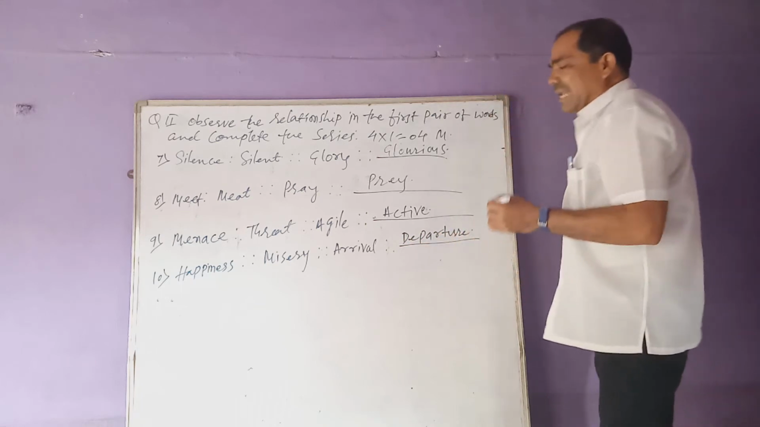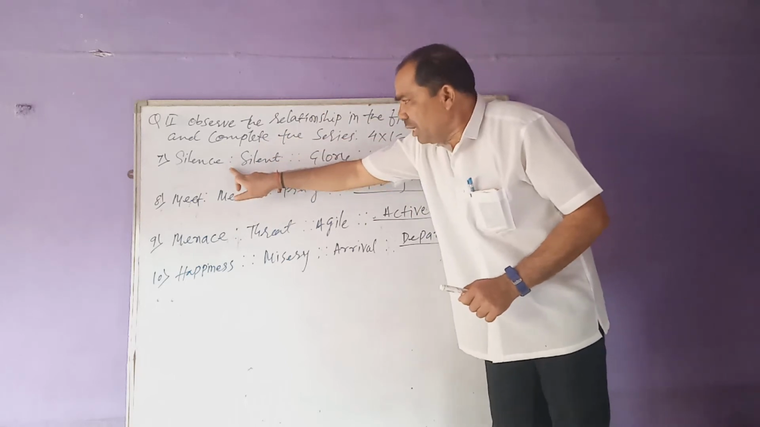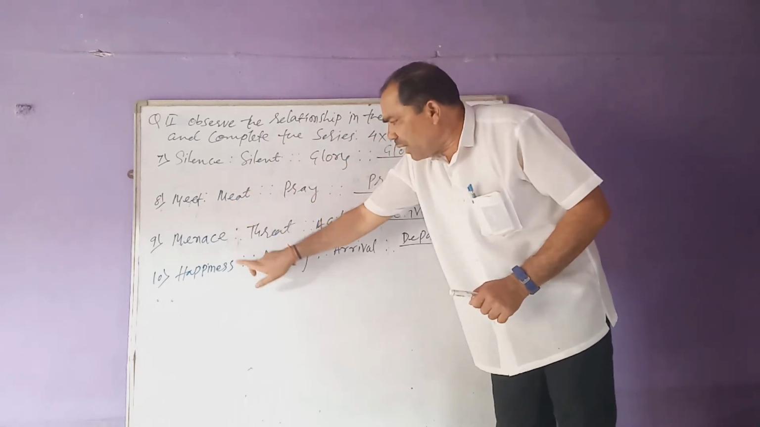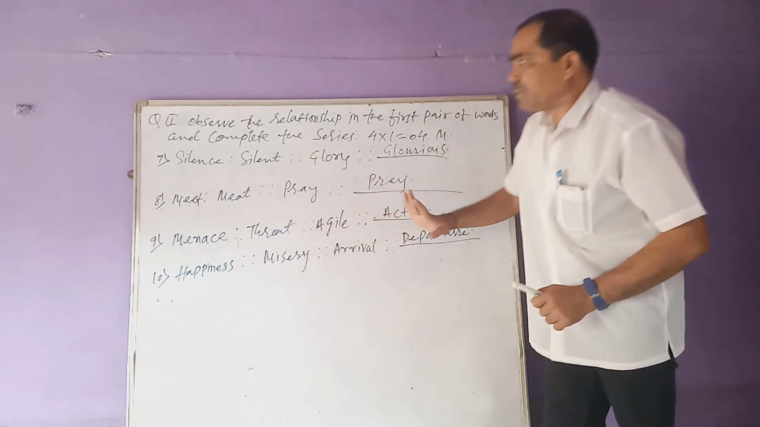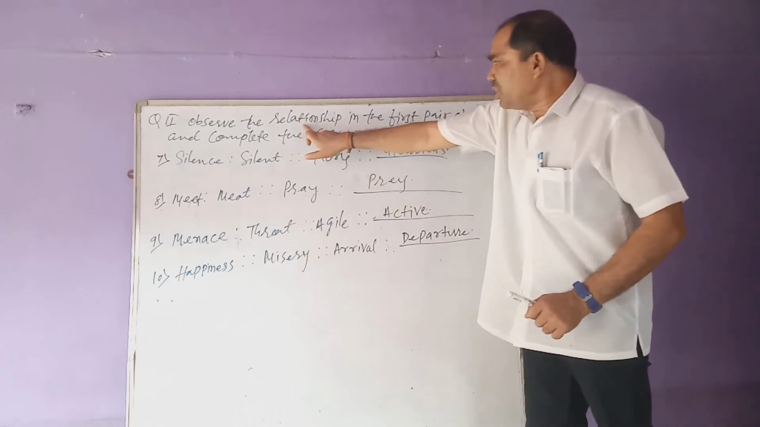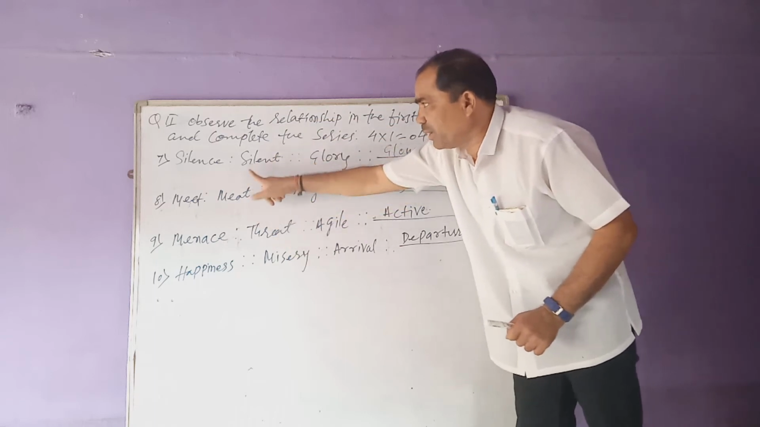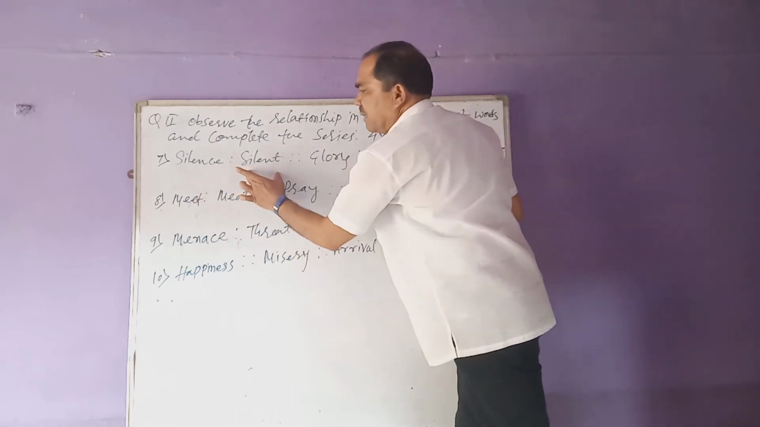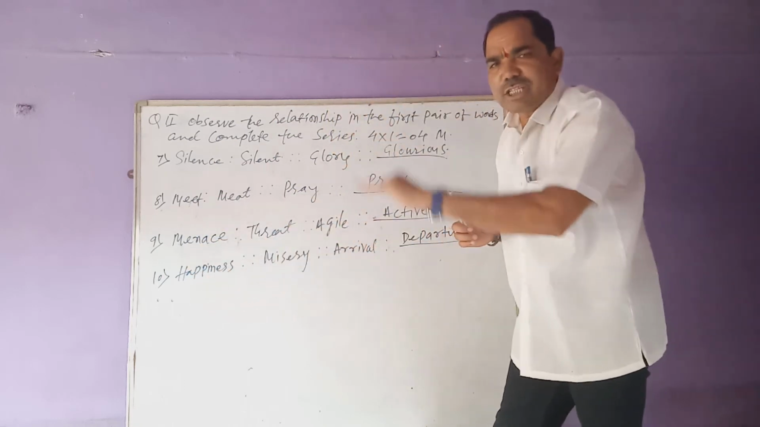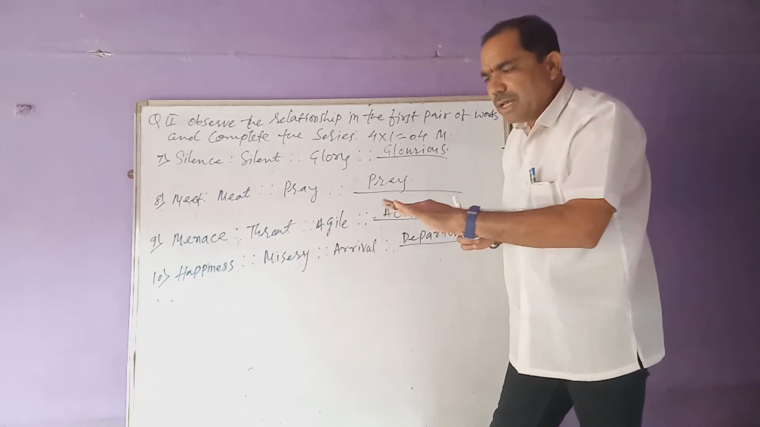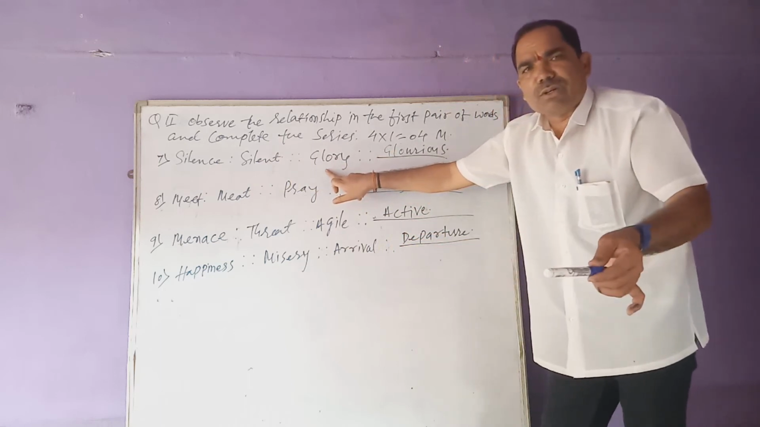So what are these? These are analogies, and these are the words which have been given to you to find out the real answers. It means the relationship in the first pair of words. What is the relationship that we have to see in the first pair? What is the first pair? Silent, silence. Meet, pray. Menace and threat. Happiness and misery. These are the first pairs of the words. Now the second one, how do you have to complete it? We have to search for it.